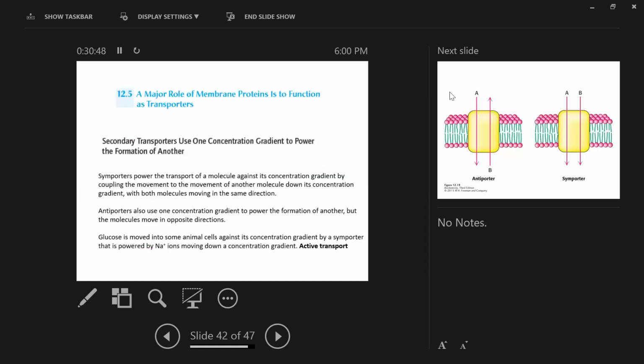It talks about secondary transporters here. The sodium potassium pump is an example where one molecule helps another one cross the membrane, and that one was active transport. We're also going to look at the movement of glucose. Glucose can enter the cell two different ways. One requires active transport and one does not.